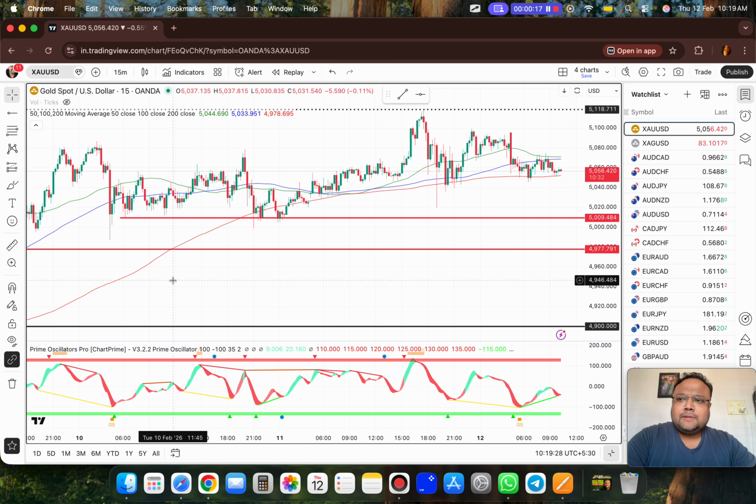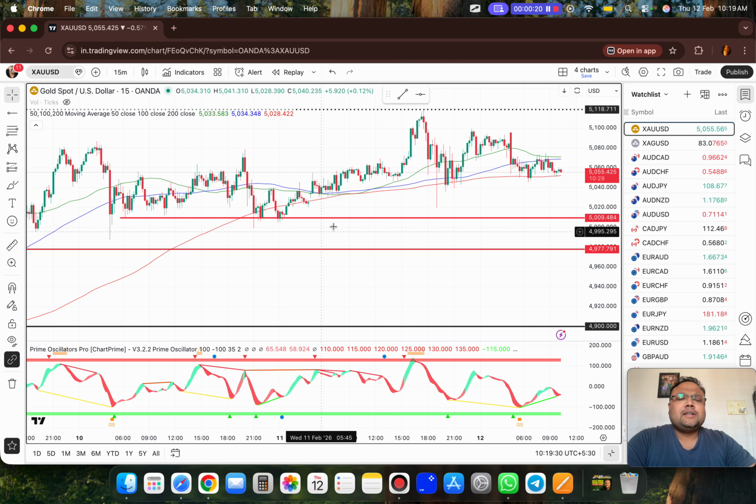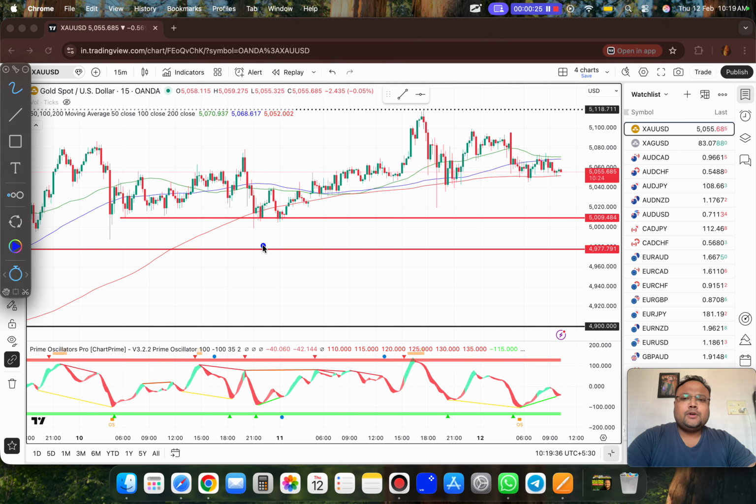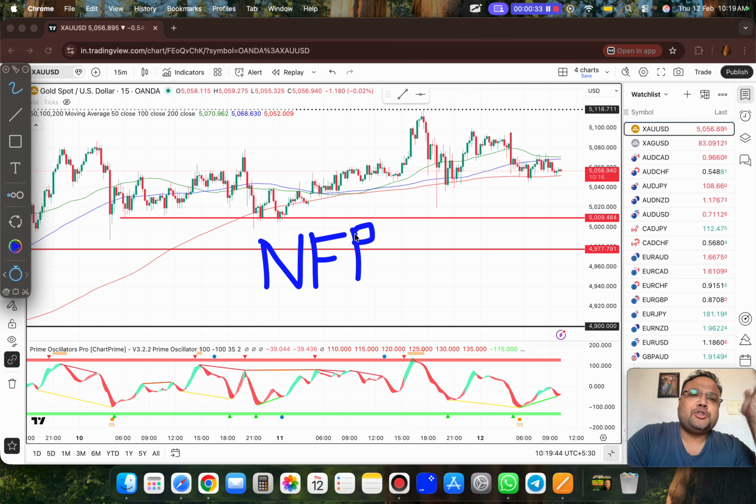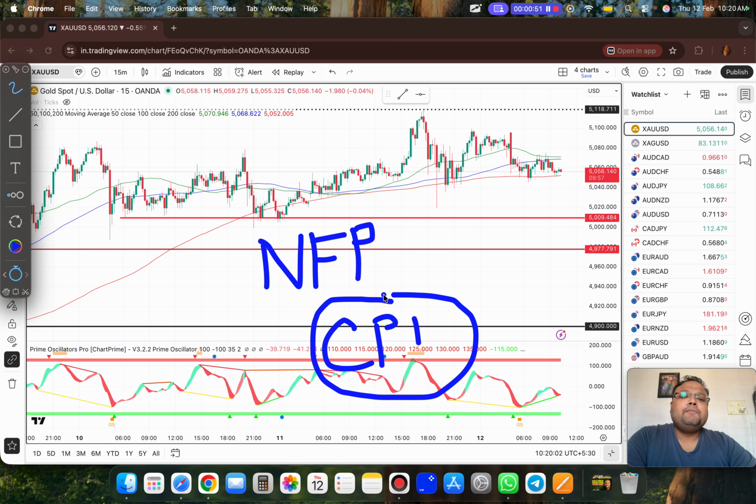And my dear friends, this is the 15 minutes chart of gold in front of us, and we can see that gold is trading in a range. Yesterday we had NFP. As we all know, NFP is a major event that can change the direction of the market. But this week is special because not only did we have NFP, but we also have CPI. Because of this, the NFP numbers could not bring much change to the market, because the market is mostly waiting for the CPI numbers, which is coming tomorrow.